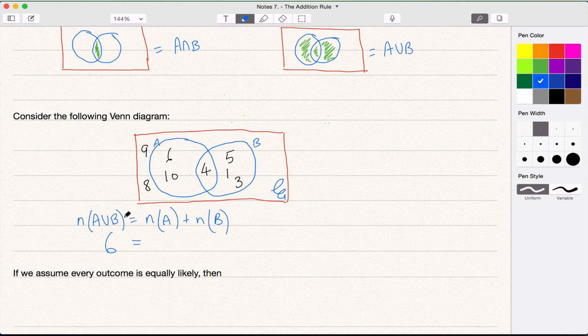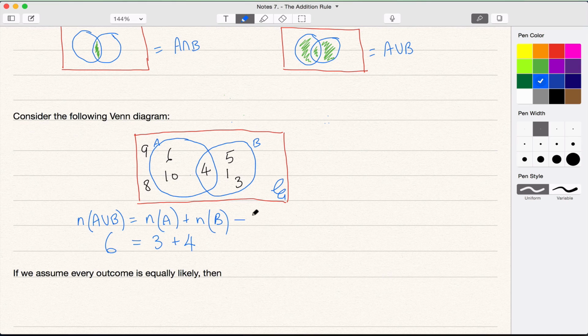Some people like to say the number in A union B is the same as adding up the number of elements in A plus the number of elements in B. So in A we've got everything inside this circle, which is 1, 2, 3 elements. In B we've got everything inside this circle, which is 1, 2, 3, 4 elements. We find out 3 plus 4 doesn't equal 6. So hopefully you've twigged and realised the mistake I've made here. We've counted this 4 twice.